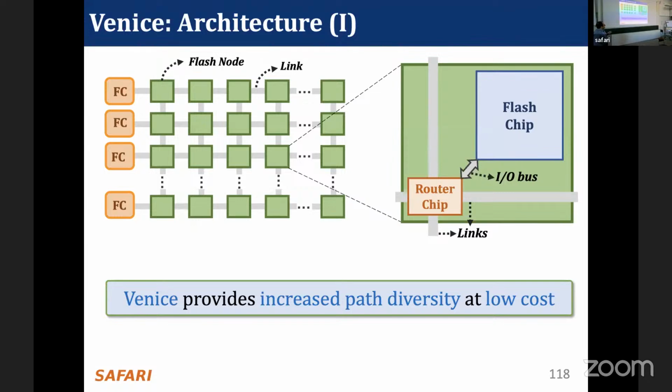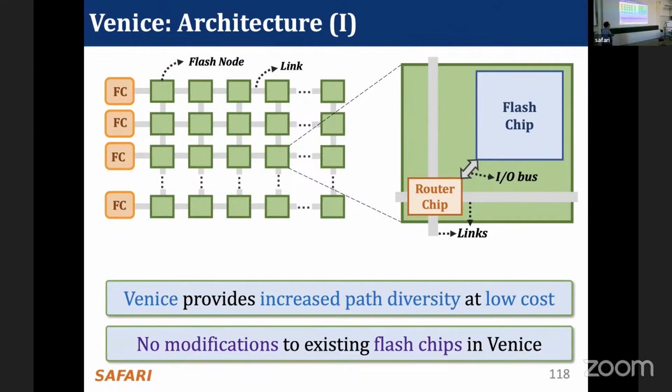So Venice provides increased path diversity at low cost. That's actually the reason that it is low cost. I mean, that's not all the reasons that it is low cost. We also did a lot of things to make that router chip so simple. We will see a little bit about it, but I will let you check the paper if you want. And another good thing is that we have no modifications to existing flash chips in Venice, and that's a good achievement.